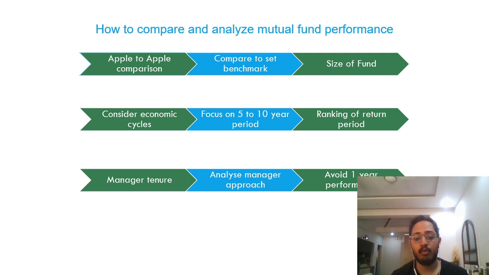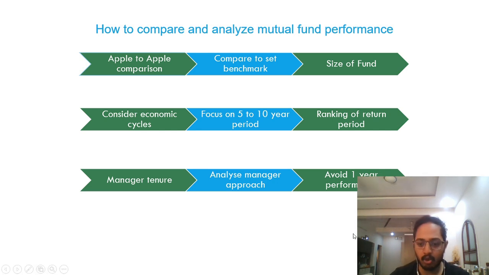Now let's look at which tenure you should compare. When you look at a mutual fund fact sheet, there will be various returns mentioned, like 1 month, 6 months, 1 year, 3 year, 5 year, and 10 year. It is important that you focus on the longer tenures. Look at the 5 year to 10 year tenure, because that will give you a realistic view of what the mutual fund performance has been in the past, and a good measure of what the returns will be going ahead.